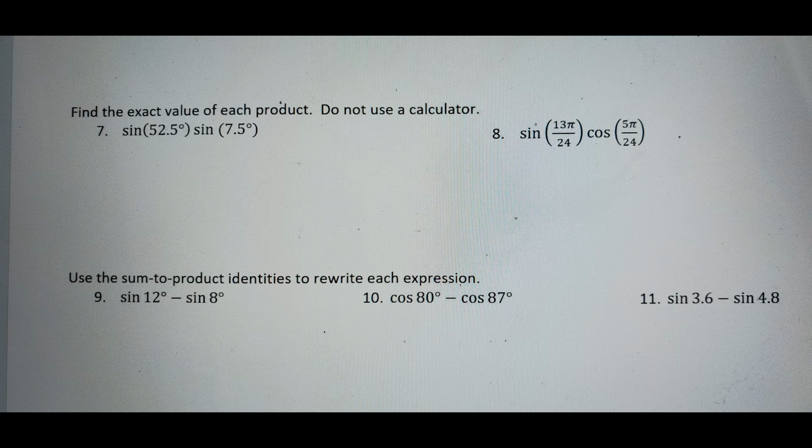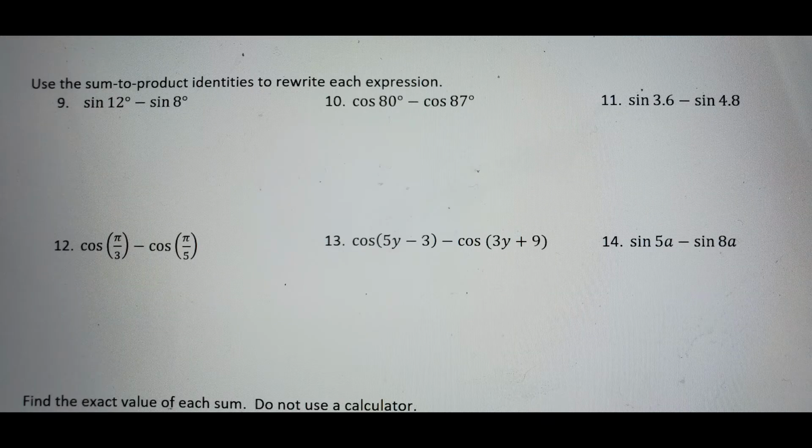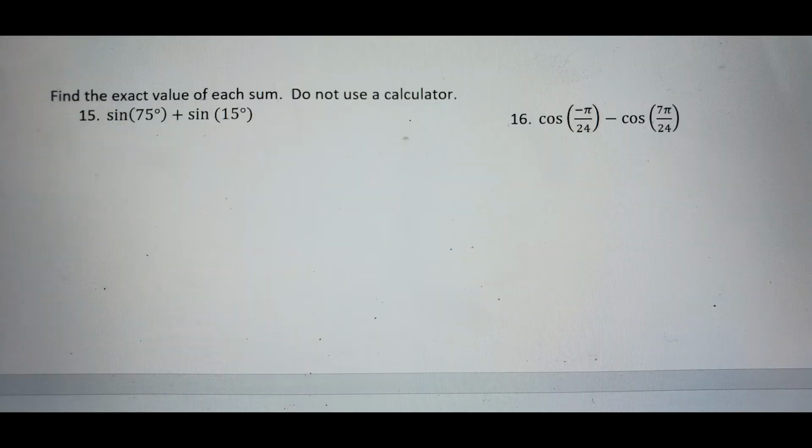Number 9 through 14, these are just the opposite ones. So the sum to product, once again, these probably won't work out to be things on the unit circle, so you're just going to do them until you can't anymore. And then last but not least, these ones are going to work out to be numbers on the unit circle, so you'll look up some values and they'll go just a bit further than the previous 6 problems. Okay, that is it for this worksheet.